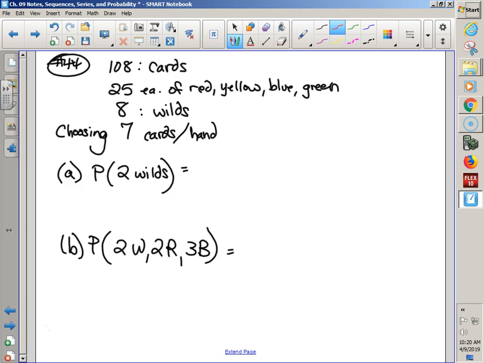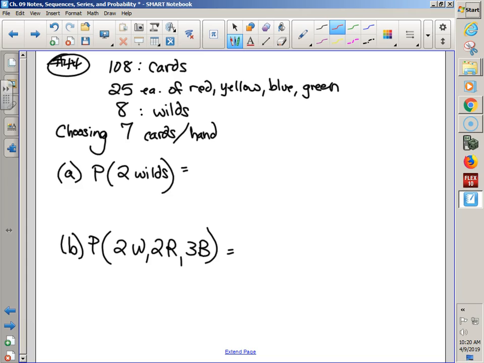Probability of getting 2 wilds in your hand. Does that mean that you pull the card and the first one has to be a wild, and then the second one has to be a wild, and then numbered? Or is it just you pick 7 cards, there are 2 wilds in it? Okay, so does order matter or not? It does not. Does not matter. It's just whatever's in your hand. Focus. I know you know, but I don't know.